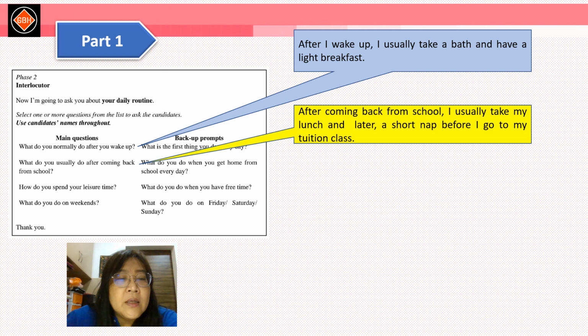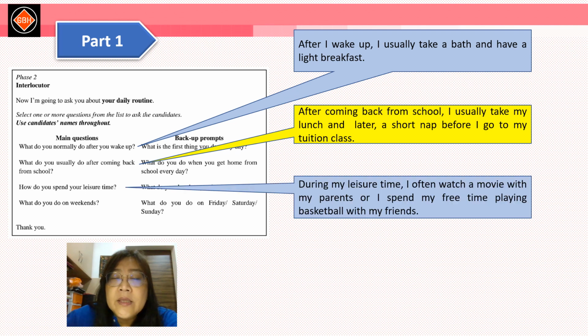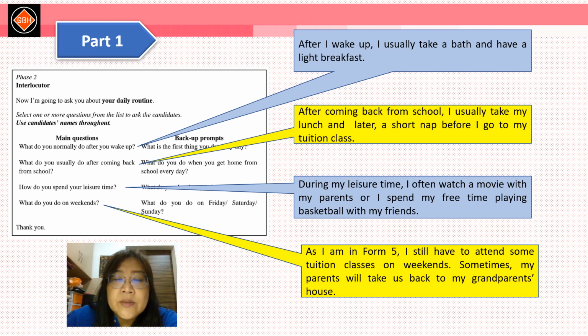Next question, how do you spend your leisure time? So the answer can be, during my leisure time, I often watch a movie with my parents, or I spend my free time playing basketball with my friends. The last question, what do you do on weekends? You can answer, as I am in Form 5, I still have to attend some tuition classes on weekends. Sometimes my parents will take us to my grandparents' house.